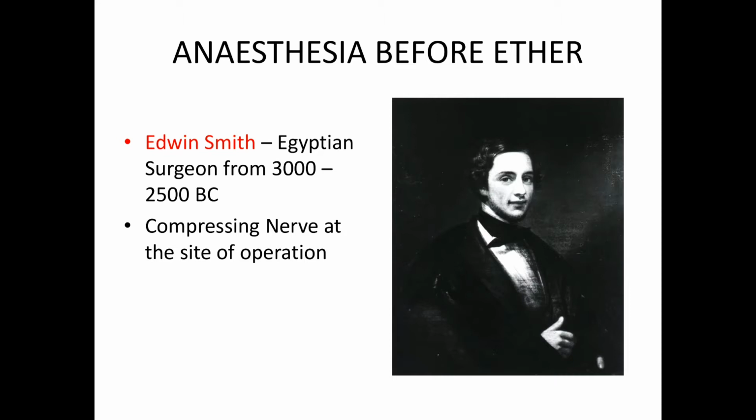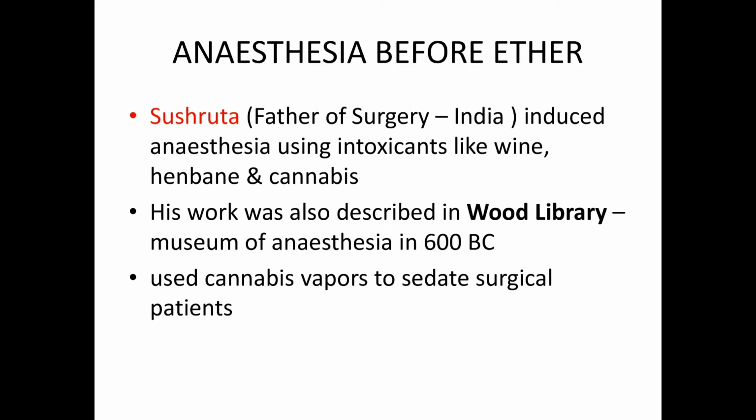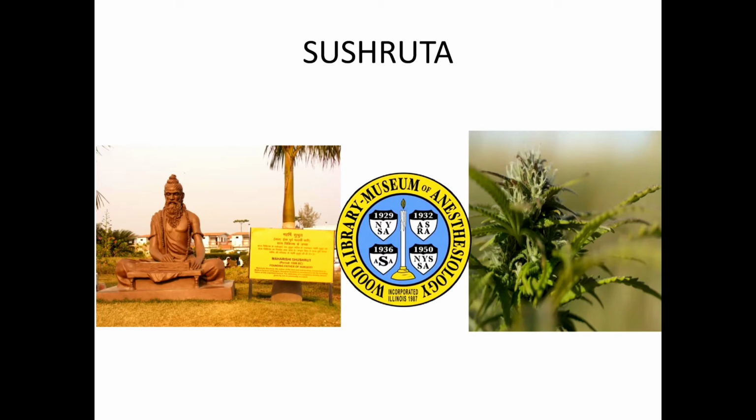Sushruta, father of surgery in India, induced anaesthesia using intoxicants like wine, henbane, and cannabis. His work was also described in Wood Library, the Museum of Anaesthesia, in 600 BC. He used cannabis vapors to sedate surgical patients.